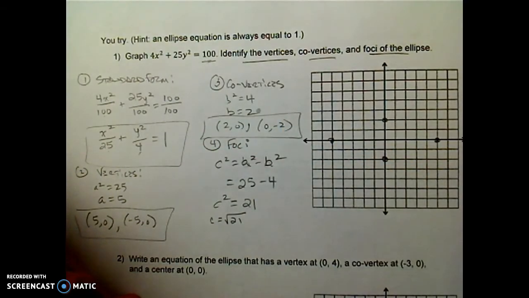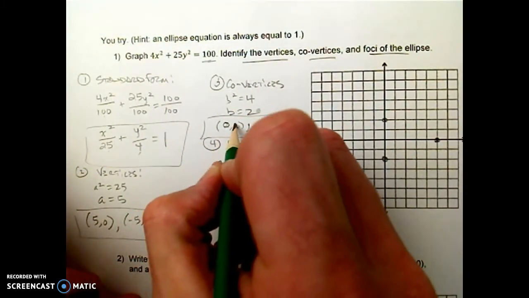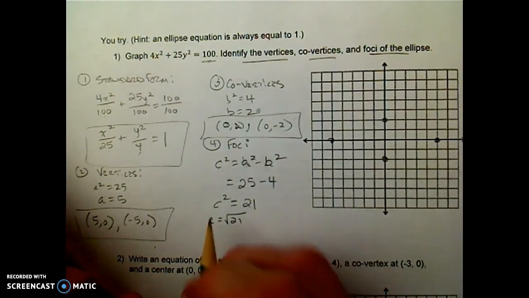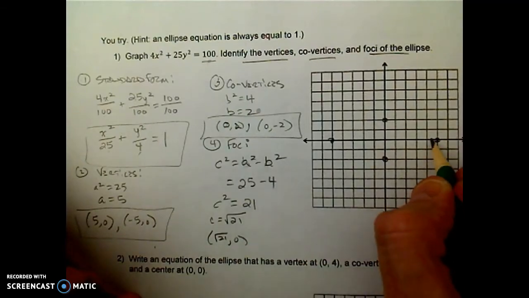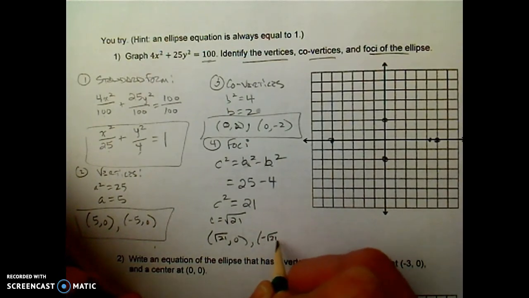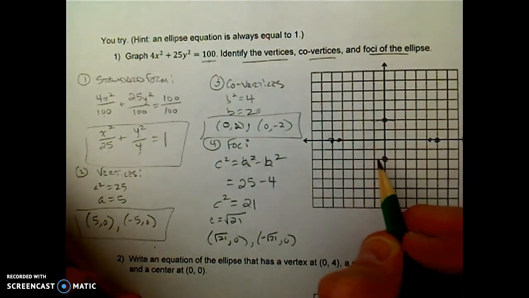Forgot to indicate the co-vertices at 0, 2, and 0, negative 2. So our foci, c equals square root 21. So one focus is at square root 21, comma 0, where square root 21 is going to be around 4.5. And then negative square root 21, 0. So those are going to be my foci.